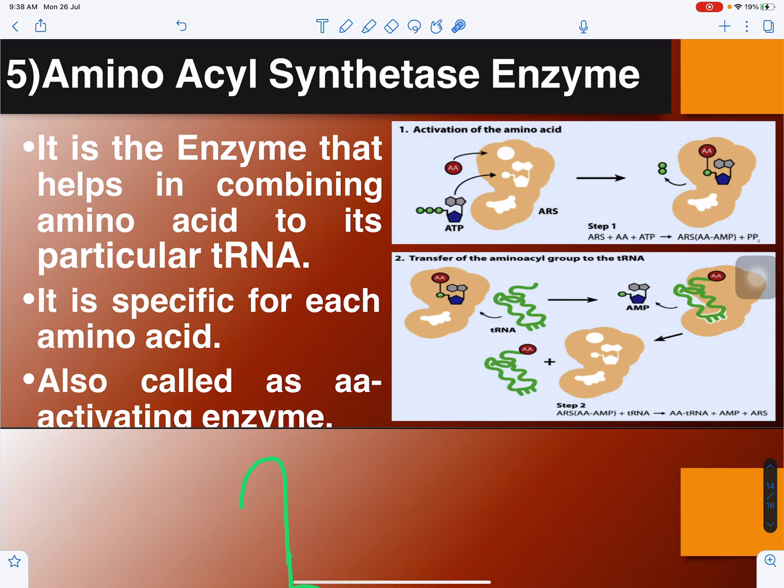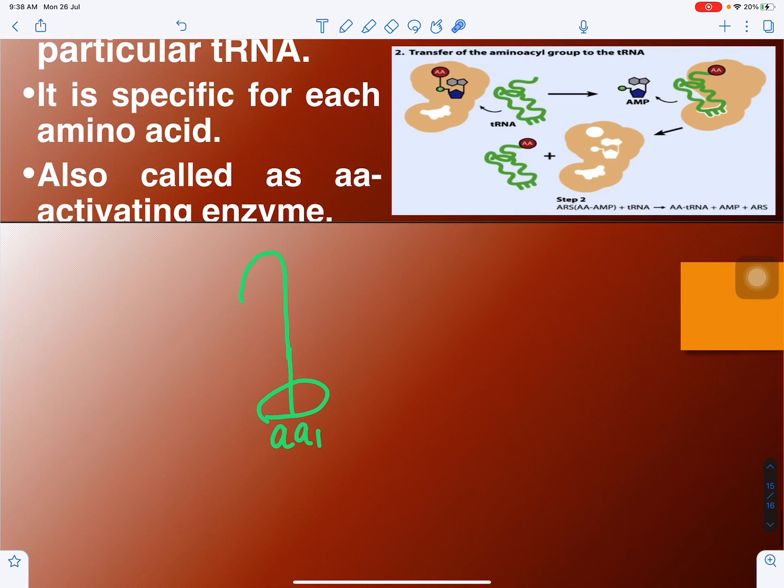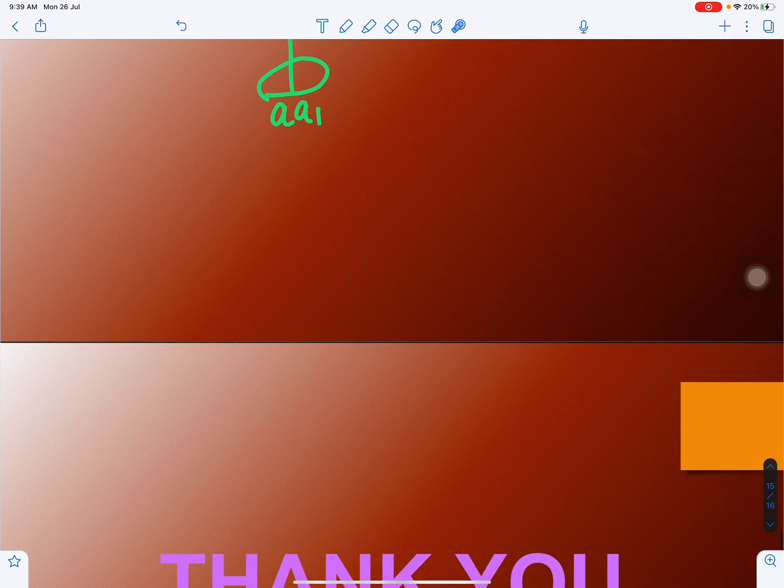Later on, this amino acid will bind to the transfer RNA, and this occurs with the help of the amino acid synthetase enzyme. At the end of the reaction, this enzyme becomes free. So the function of amino acid synthetase enzyme is binding of the amino acid to the transfer RNA. This is the transfer RNA carrying the anticodon, and this site is for binding to the amino acid, which is done with the help of amino acid synthetase enzyme.